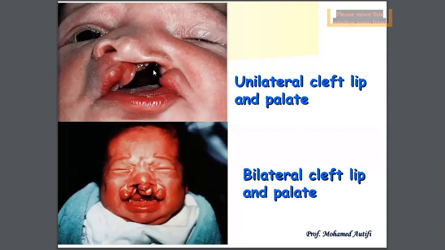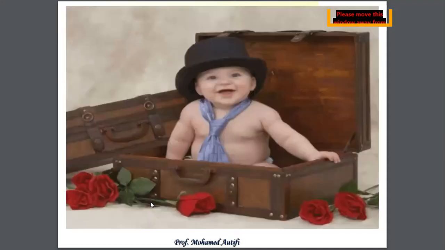Unilateral cleft lip you are finding on one side, and even palatal bone is also defective. Hence, mouth is in direct communication with the nasal passage. Bilateral cleft lip and bilateral palatine defect also we are finding.